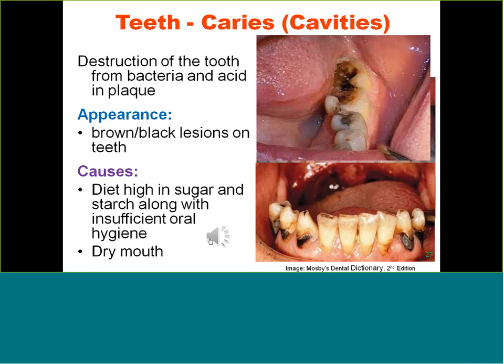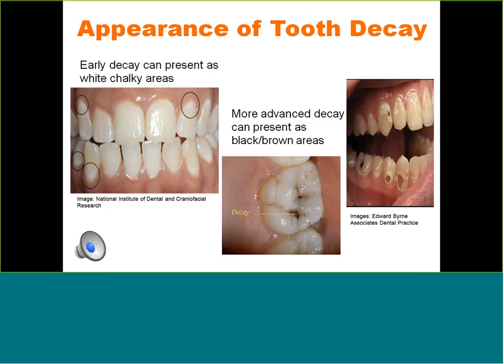A common area for decay in seniors is along the gum line. As the gums start to shrink, the roots are exposed. The roots are not as well protected as the top part of the teeth, so they are more prone to decay. Some contributing factors to the formation of cavities include a diet high in sugar and starch, poor oral hygiene, and dry mouth.